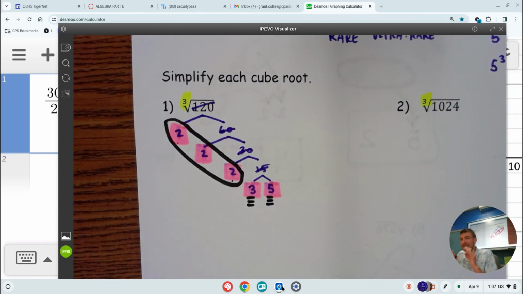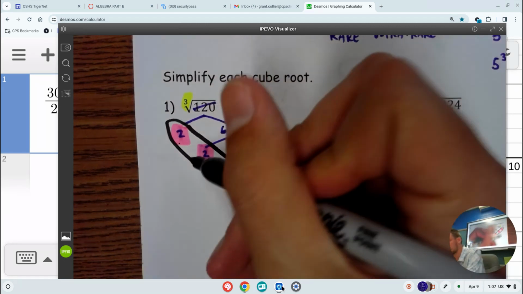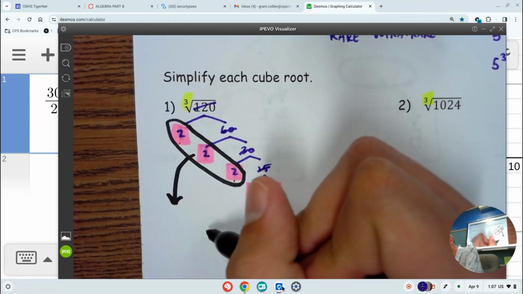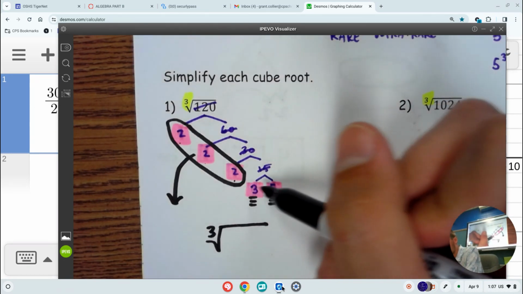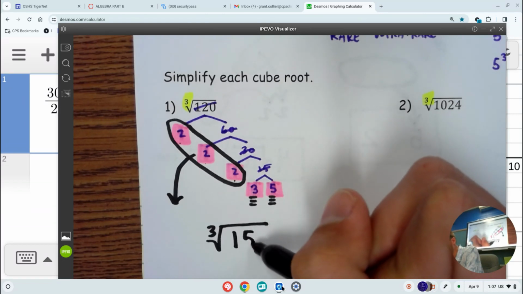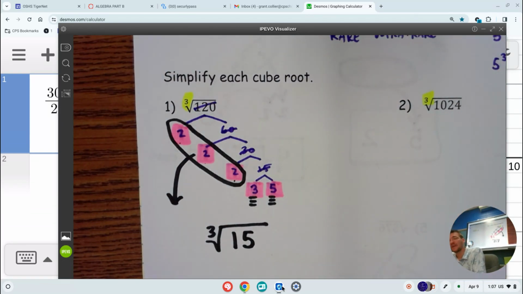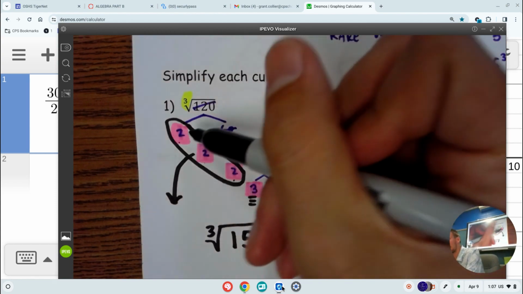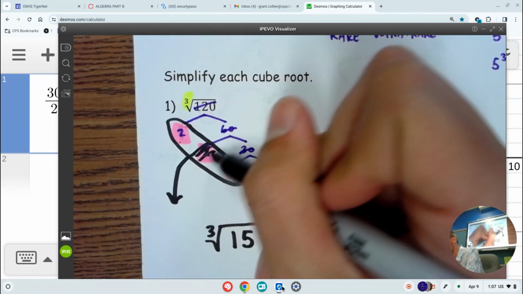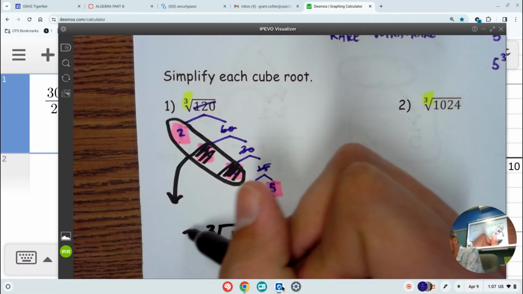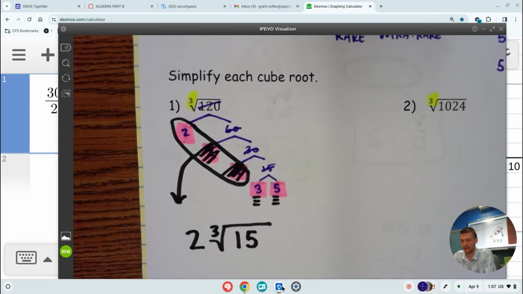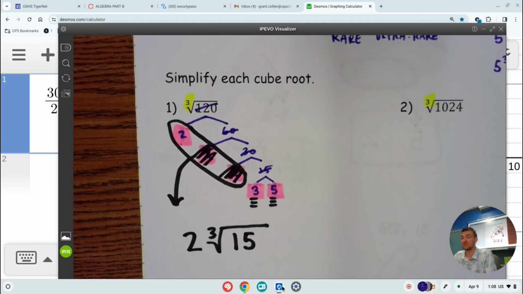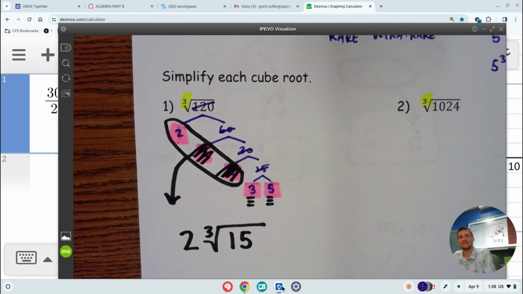And our rules are exactly the same for finishing our question. Circles come outside, and leftovers stay inside. 3 and 5 makes 15. And it's the same thing as before. For every circle, only one of those numbers actually makes it out. So the 2, there's only one 2 that actually comes out. It's the same exact thing as square roots. The only difference is that we need to circle triples instead of doubles.